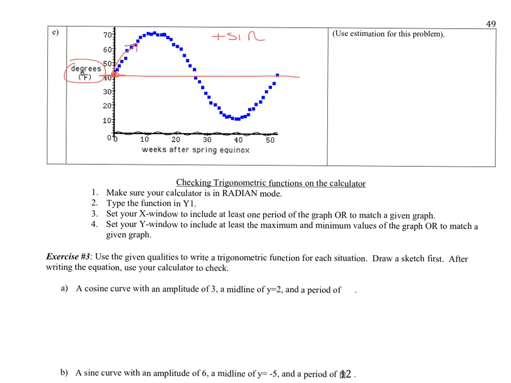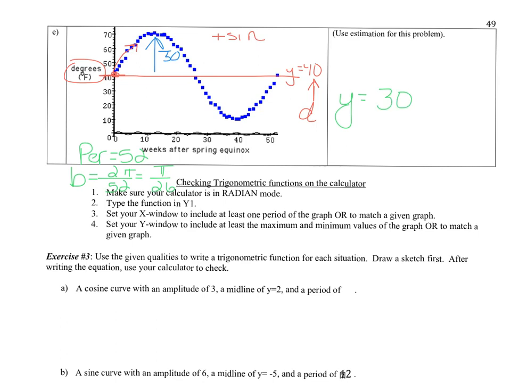The midline looks like it's 40, so y equals 40, and that's the value of d. The amplitude is about 30, and maybe you recognize this problem from the previous lesson. It's the same graph. And then lastly, the period we said looks like it's 52. So that means the b value is 2 pi divided by 52, which is pi over 26.